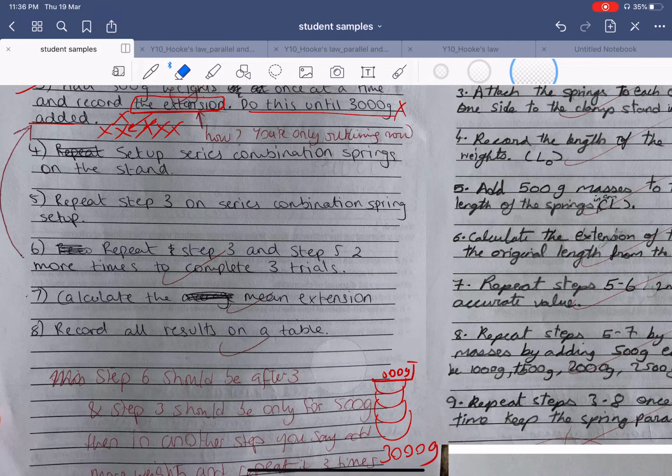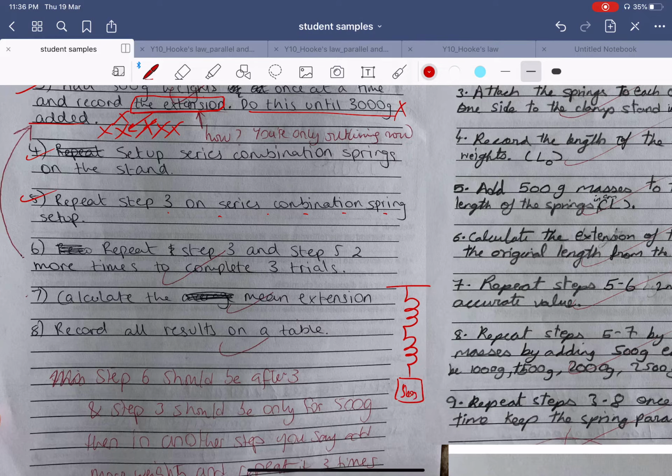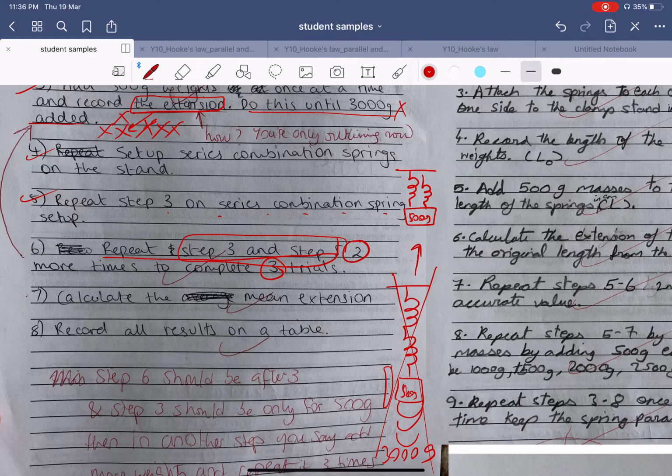Oh, so I'll remove everything and now I'll do it in a series way. Repeat step 3 on the series combination. So I'm gonna add 500, record the extension, add more until I reach 3000. Suddenly, repeat step 3 and step 5 two more times. So I'm gonna go back to my parallel and hang 500 and repeat it 2 more times to be more accurate, to complete 3 trials. And then return back to my series to do the same exact thing.